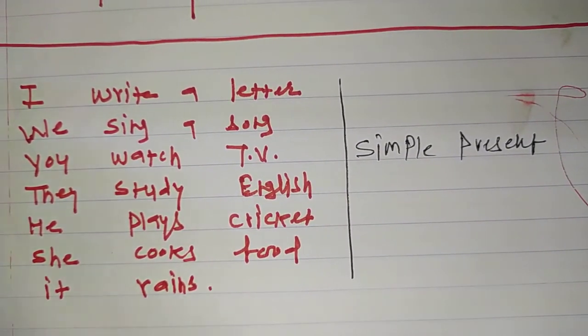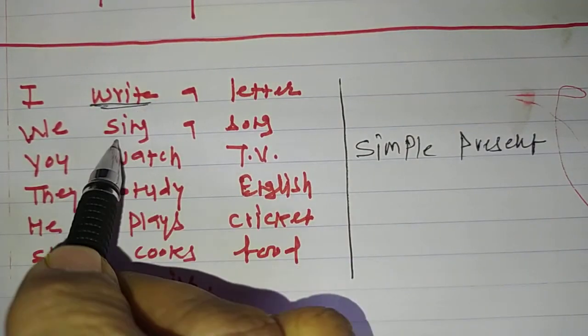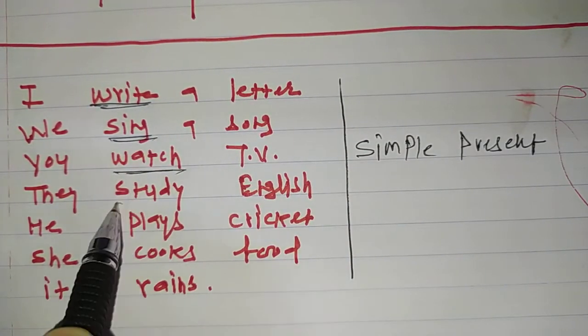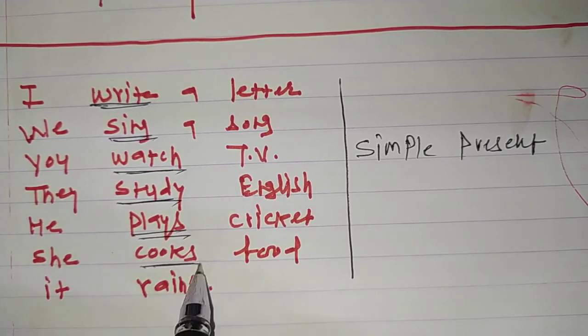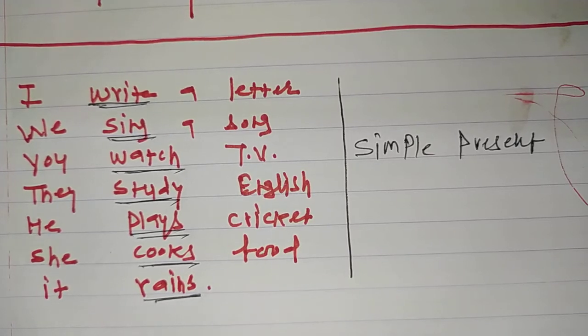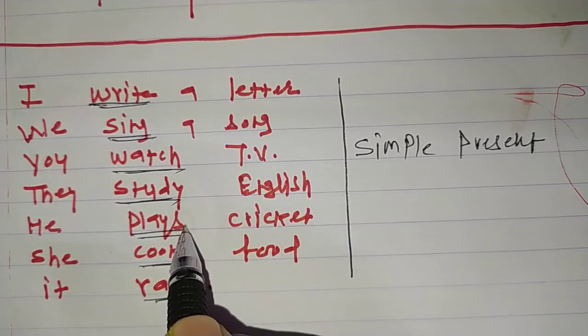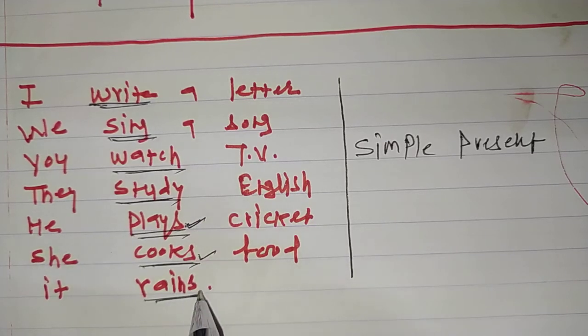Okay, now see the verb. Write is a verb, sing is a verb, watch, study, plays, cooks, and rains. Now if you observe these verbs minutely, you will realize that when the subject is he, she, or it, we have added s here. Why this? Because there is a rule in simple present.